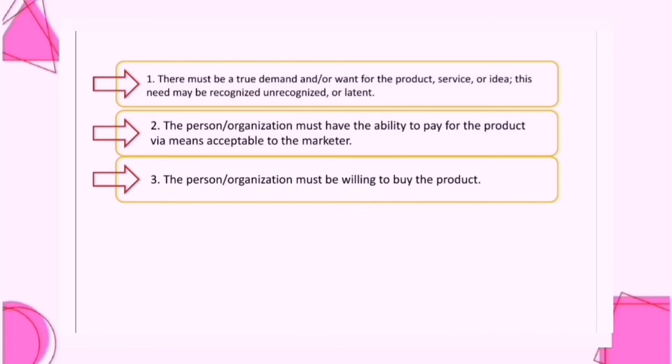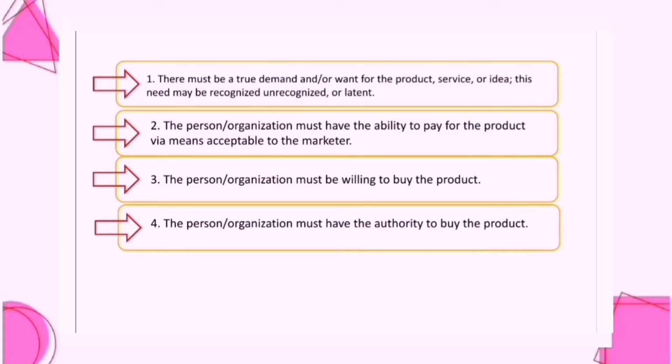The third criteria is the person or organization must be willing to buy the product. Kailangan yung person at saka organization must be willing, or bukas sa loob nila, or gusto talaga nila bilhin yung product. The fourth criteria is the person or organization must have the authority to buy the product. It means a person or organization must have the power or right to buy the product.